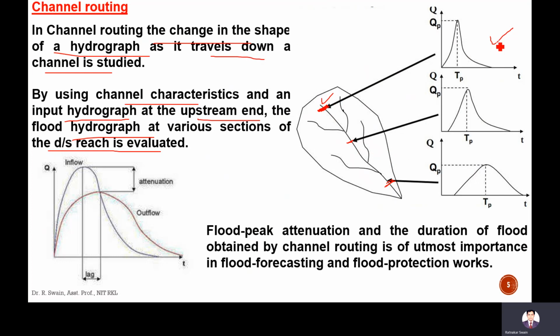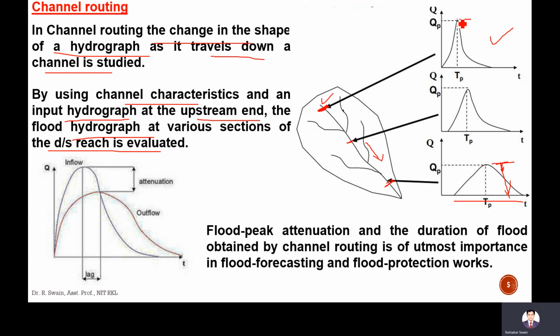If you route, the shape of the hydrograph changes. Gradually it becomes flat towards the downstream. In the upstream it was skewed. Towards the downstream its peak reduces and the base time increases. The base time increases, the peak decreases. Here it is the peak, here it is the peak. So the shape of the hydrograph changes as it travels down the channel.